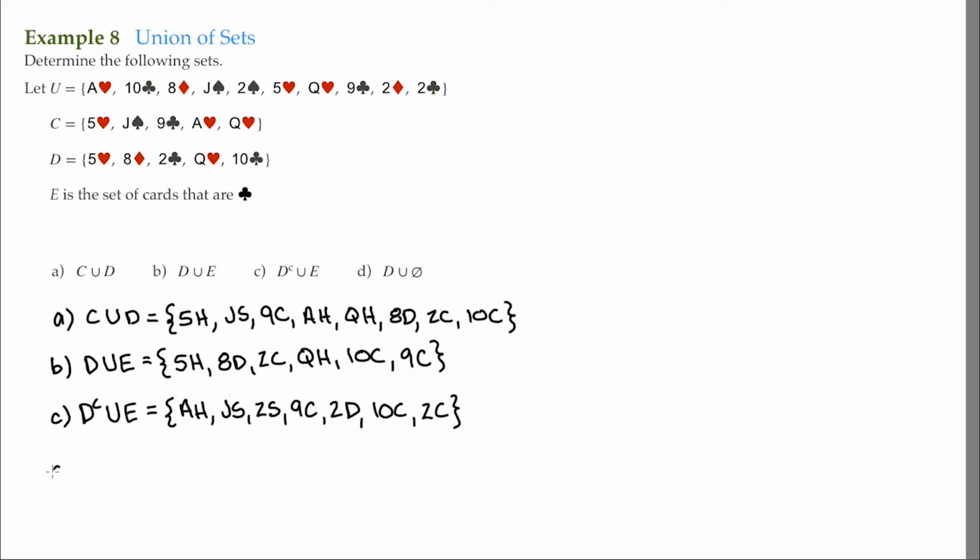And finally, for letter D, we have set D union the empty set. There are no elements in the empty set. So the union of the two is strictly what's in set D, which is the 5 of hearts, the 8 of diamonds, 2 of clubs, Queen of hearts, and finally the 10 of clubs. I just go ahead and list everything that's in D and then list everything that's in the empty set. Well, there's nothing in the empty set, so then we just conclude with the set D. And there you go.